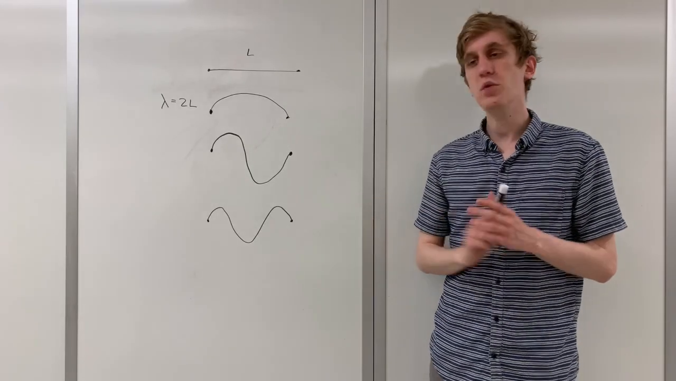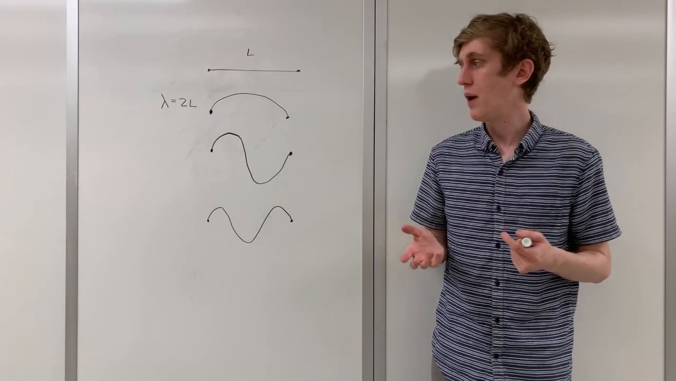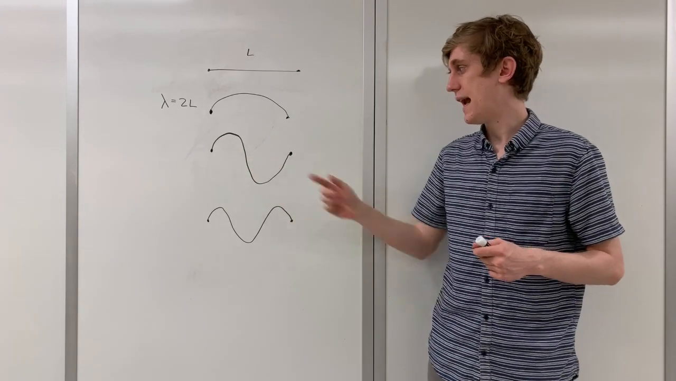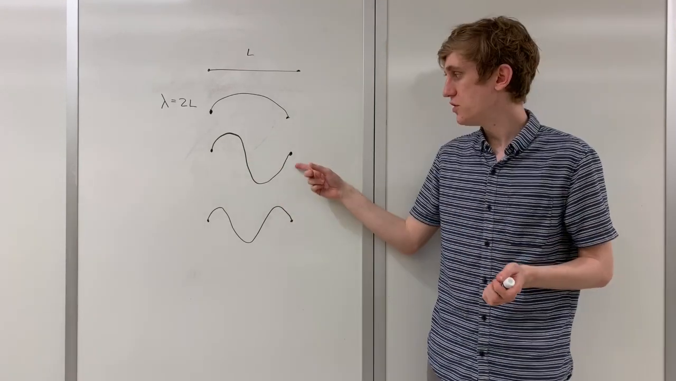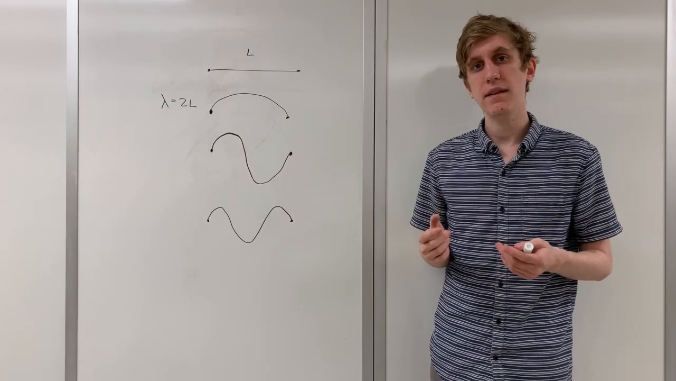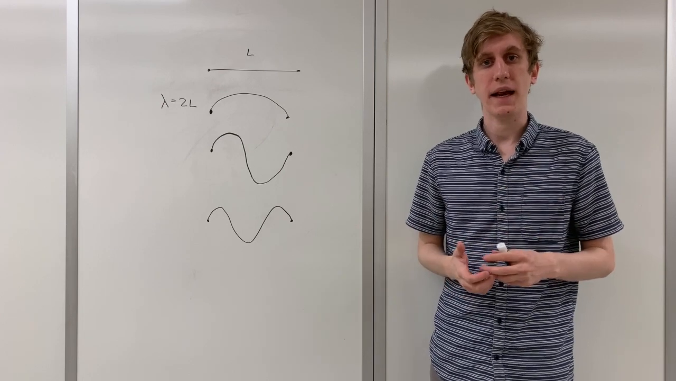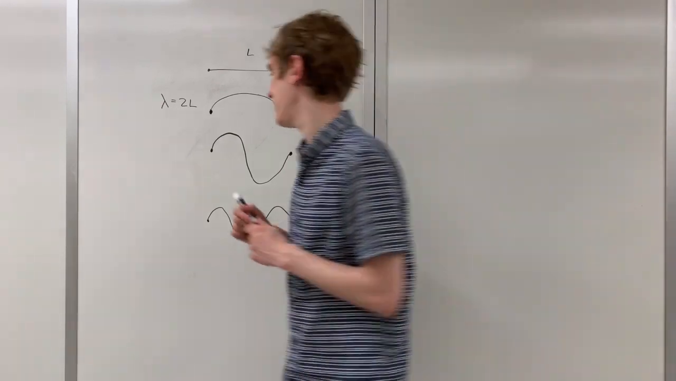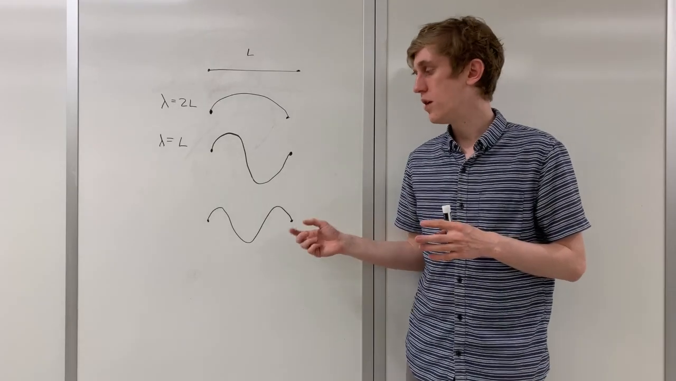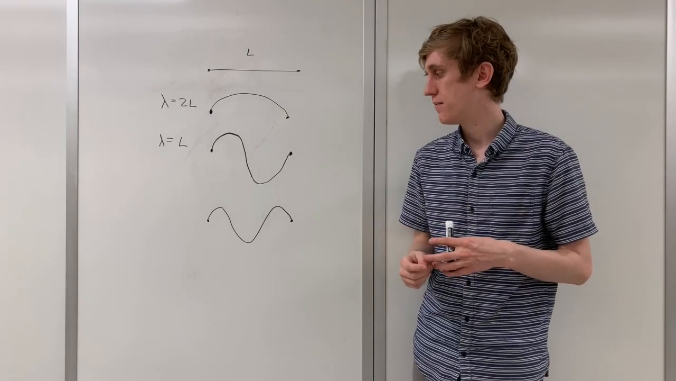What about this wave here? Well, this looks to me like a complete wave. It involves a crest and a trough, and it starts and ends at a node. So this is one full wave. And if it's one full wave, and it's on a string of length L, then its wavelength must be L. Let's look at one more wave. I think this will be enough for us to start to see the pattern.